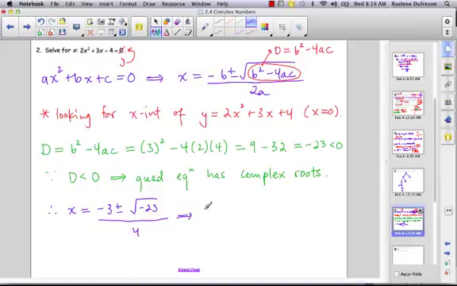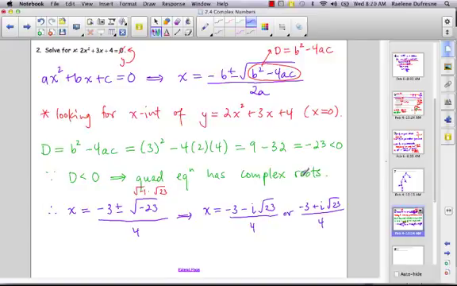And when I get my two solutions here, I get x either equals negative 3 minus, well, the square root of negative 23 is really the square root of negative 1 times the square root of 23. And I'm going to refer to the square root of negative 1 as i. And I'm going to take that i and put it in front of the square root of 23. So negative 3 minus i square root 23 all over 4, or negative 3 plus i square root 23 all over 4. The reason I'm not putting the i at the back is because I don't want to mistakenly put it underneath the radical sign.